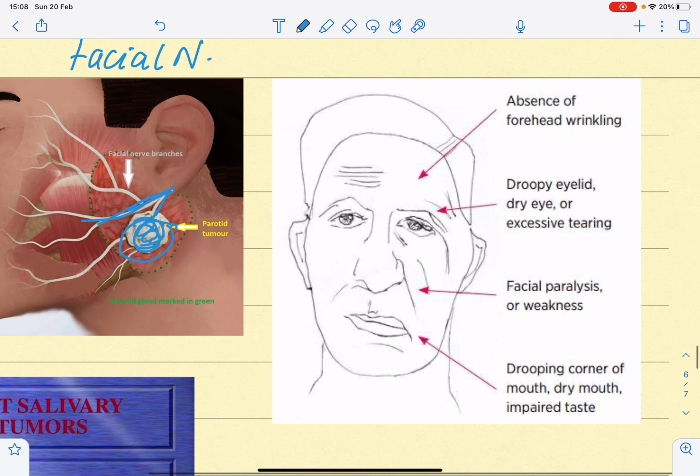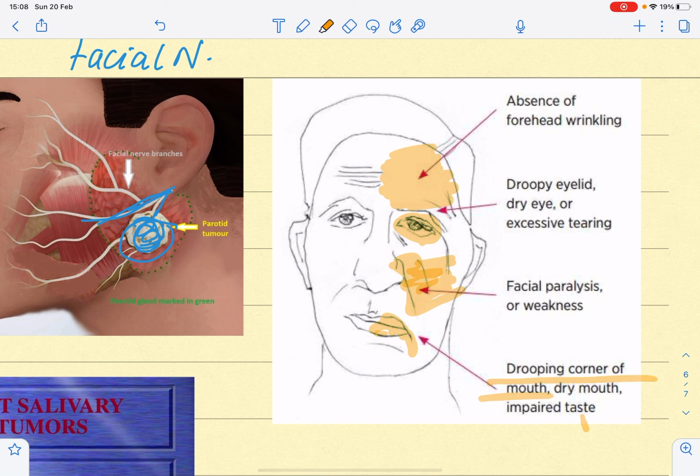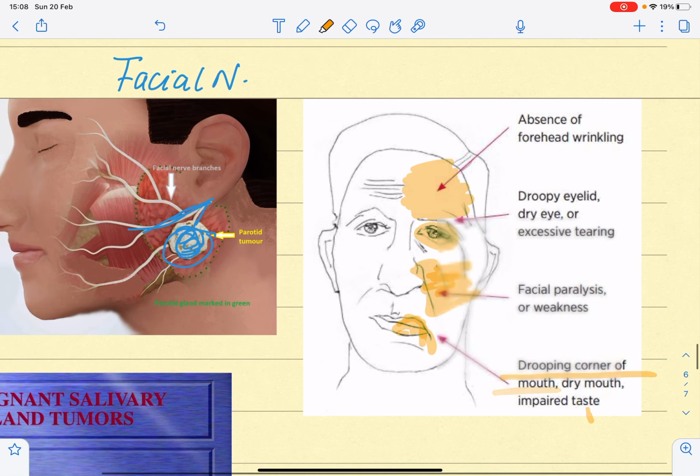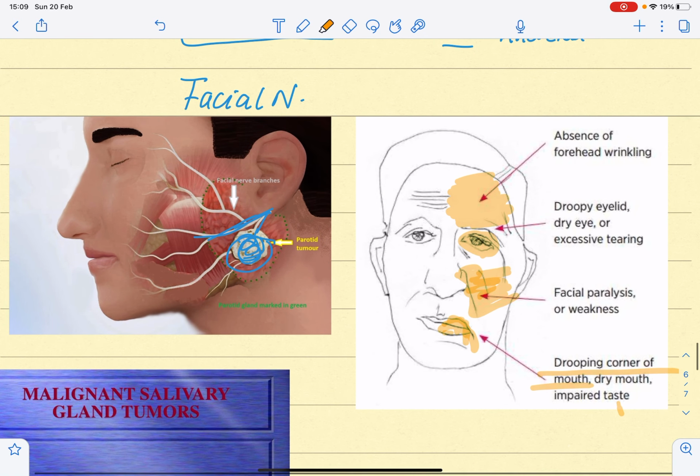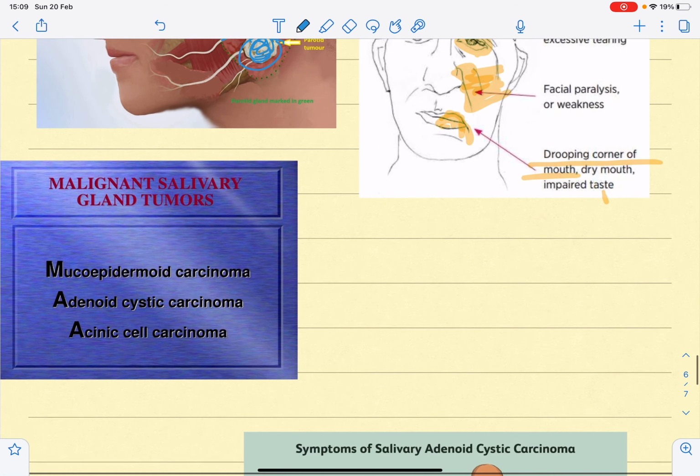A facial nerve palsy, how does it typically present? Well, there's an absence of forehead wrinkling. There's a drooping eyelid. There is facial paralysis and weakness, a drooping cheek and a drooping corner of the mouth. This is also due to facial nerve palsy. So you can see these in Bell's palsy as well, can't you? The absence of forehead wrinkling, a drooping mouth and the drooping eyelid. So remember this. This is very characteristic of a facial nerve palsy. It would help you to imprint this into your mind.